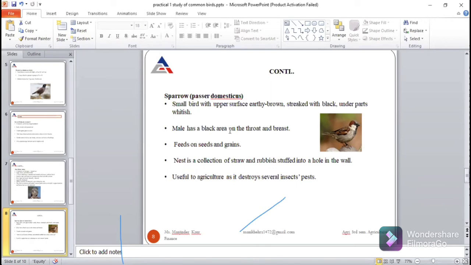And this is a small bird, and its upper surface is earthy brown and streaked with black, and its underparts are whitish in color. So this is about the sparrow.